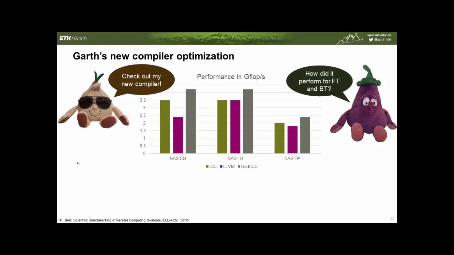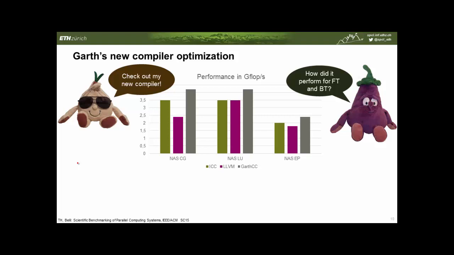Okay, so now let's look at a different example that illustrates rule number 2. So here we have this guy here. He wrote a new compiler. By the way, many of these flaws are very visible in compiler conferences. So Garth wrote a new compiler, and he looks at 3 different benchmarks: NAS, CG, LU, and EP.